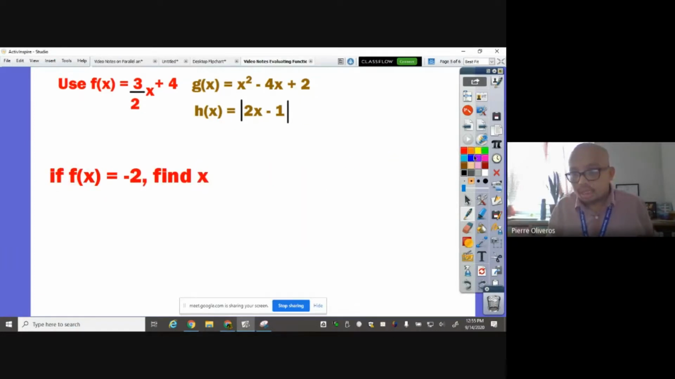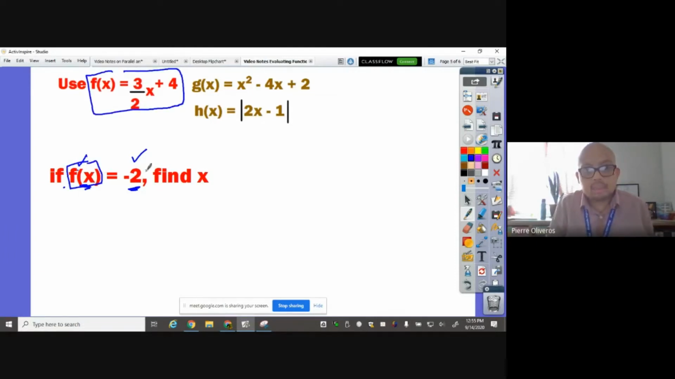Here's just a little different problem. You're given f of x is equal to negative 2. The number is not inside the parentheses. You're not given an input. You have an output. So basically, the question here is that the output of the machine f is negative 2. What was the input? What we're going to do here is very simple. What is f of x? f of x is right here.